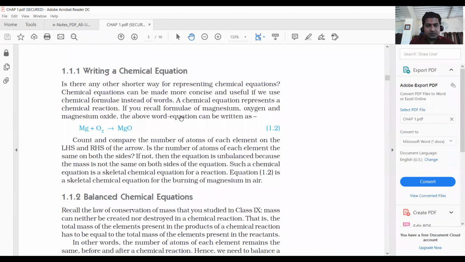Writing a chemical equation, we know that there are many shortest ways to represent chemical equations. So a chemical equation can be made more and more concise and useful if we use chemical formulas instead of words.